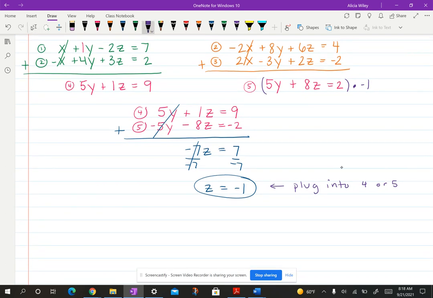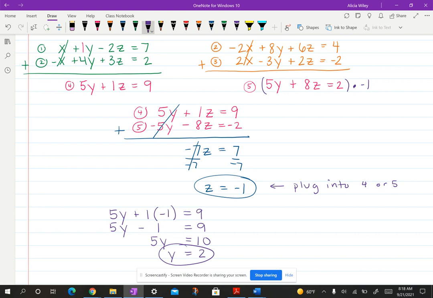So that's going to be 5y plus 1 times z, which is -1, equals 9. Doing a little simplifying, I get 5y minus 1 equals 9, and you're going to see that all I have left is a y. So now I can add 1, divide by 5, and I now have my second variable. So now I have a y and a z. I have 2 of those variables.